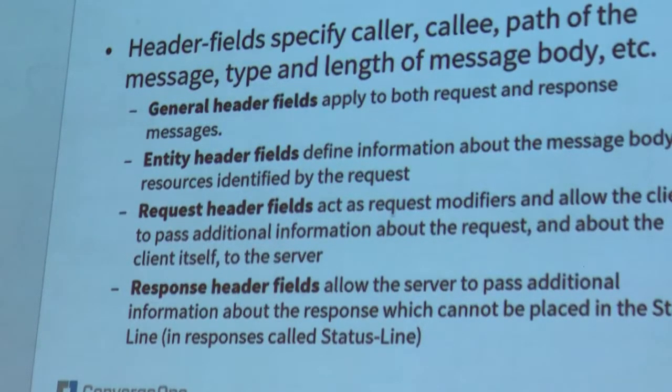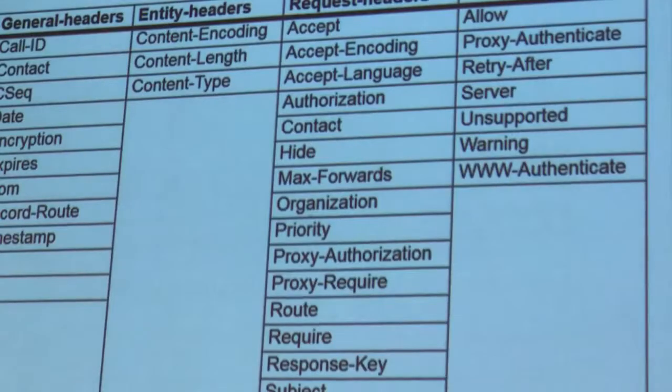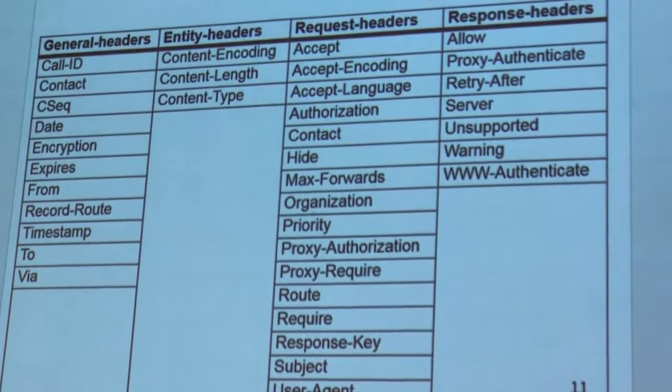So there are general headers, which are headers that you find in both responses and requests. Entity headers, which are headers that always tell you some information about the body, the message body. And then headers that you only find on requests, and headers that you only find on responses. Take a look at this. This is actually a better way to visualize this. So, SIP headers. The general headers that you see here are headers that you find in both responses and requests. Entity headers are headers that are always related to the type of body that you have. In telephony, it's going to be an SDP body. Request headers, headers that you only find on requests, and response headers, headers that you only find on responses.